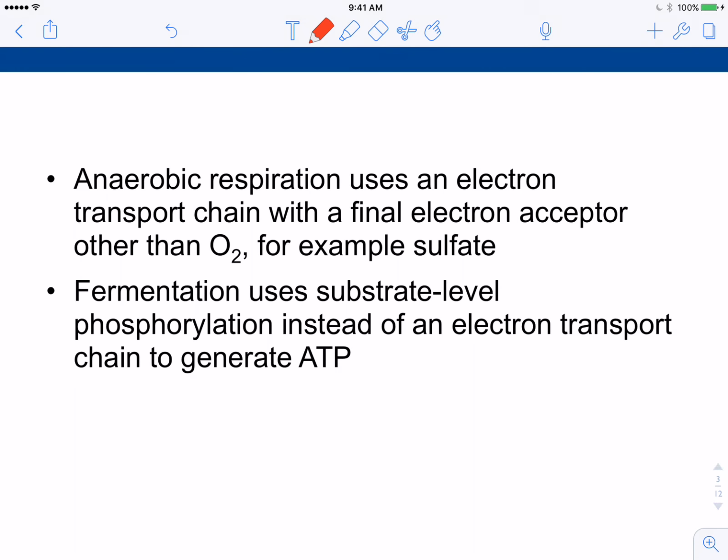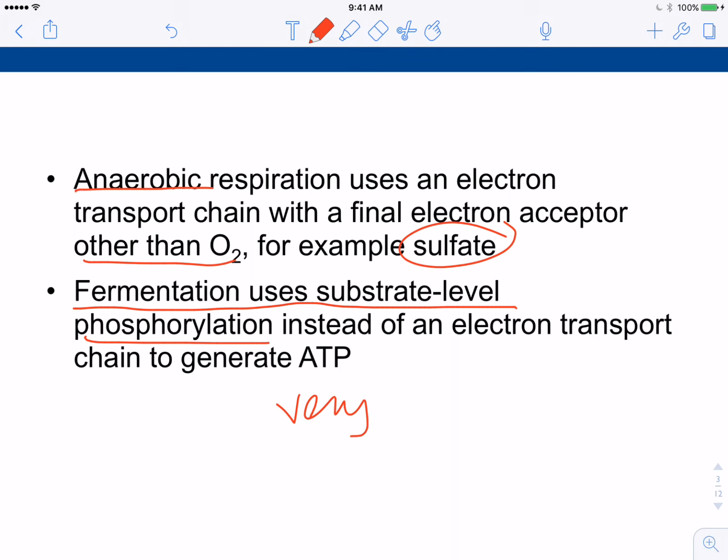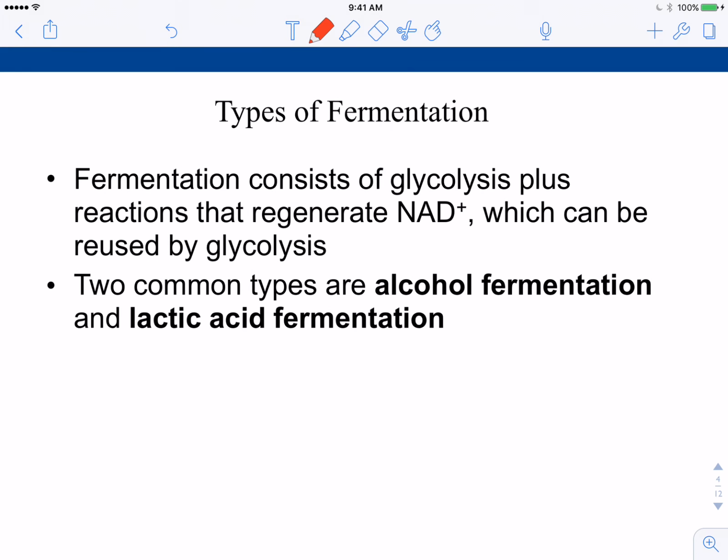All right, so anaerobic respiration uses a terminal electron acceptor other than oxygen. It doesn't use oxygen, it uses something else, for example, sulfate. Fermentation uses substrate level phosphorylation instead of the electron transport chain to generate ATP, which is why it is so little ATP. Very little ATP produced, because it only produces those two that we get in glycolysis.